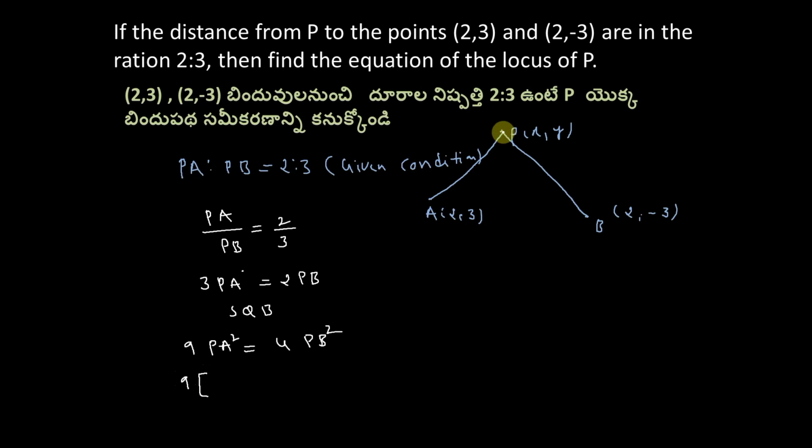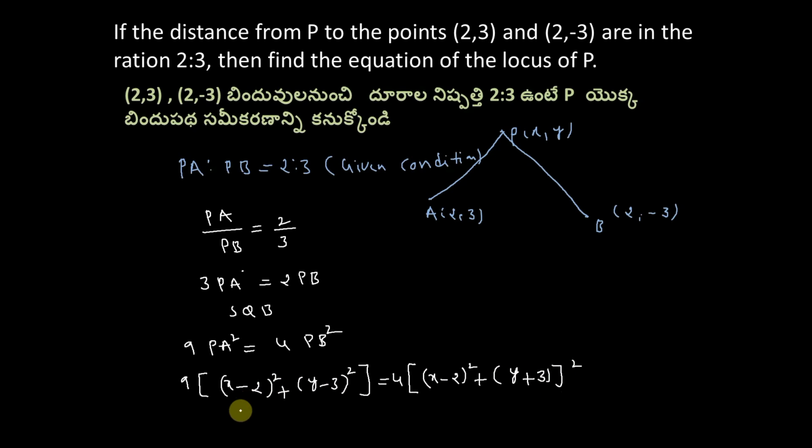PA square means distance between these 2 points, that can be written as x minus 2 whole square plus y minus 3 whole square. This is equal to 4 into PB square, that is x minus 2 whole square plus y minus of minus, means y plus 3 whole square. On simplification, you will get the answer.